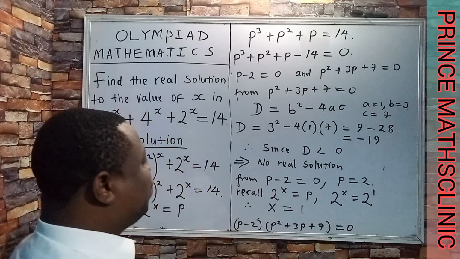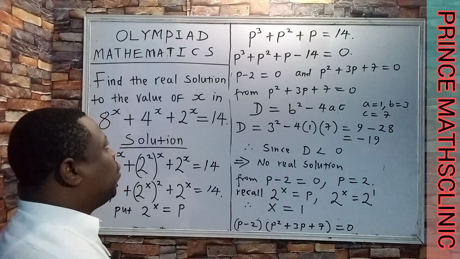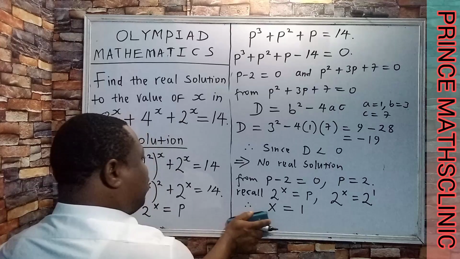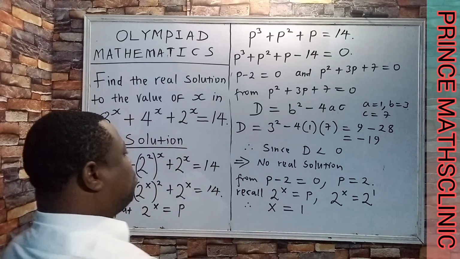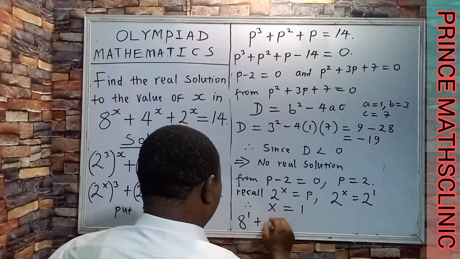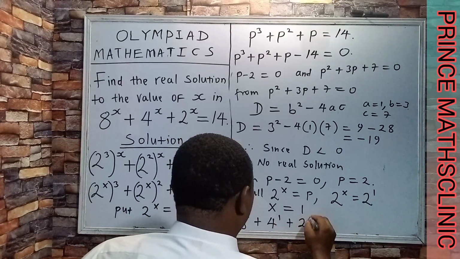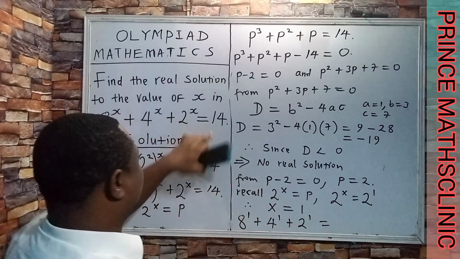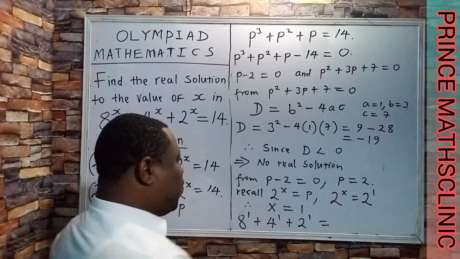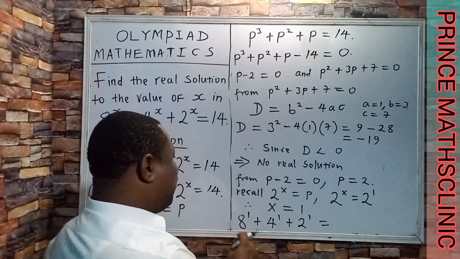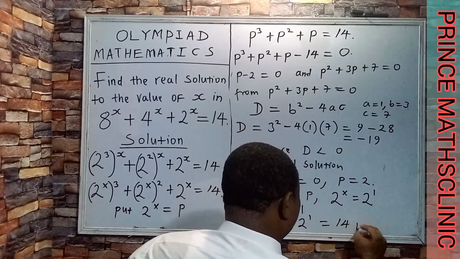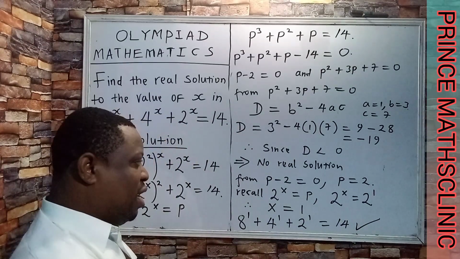Now that we have obtained the value of x to be 1, we can test our result, right? And it's very simple. How do you test your result? Put the value of x back into this equation. 8 to the power of 1 plus 4 to the power of 1 plus 2 to the power of 1. Let's see if it will give us 14. 8 to the power of 1 is still 8. 4 to the power of 1 is still 4. 2 to the power of 1 is still 2. So therefore, 8 plus 4 is 12. 12 plus 2 is 14. So it means that our value for x is correct.